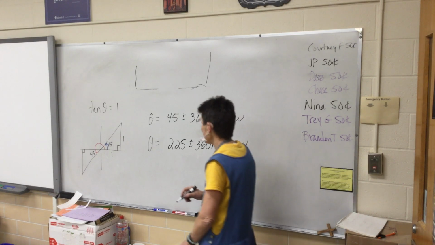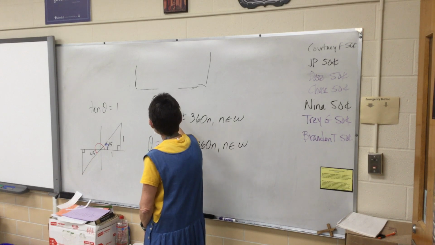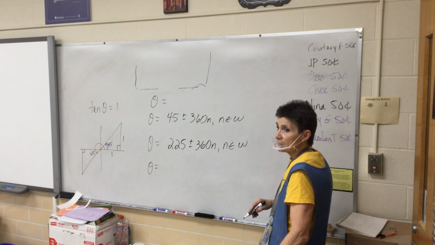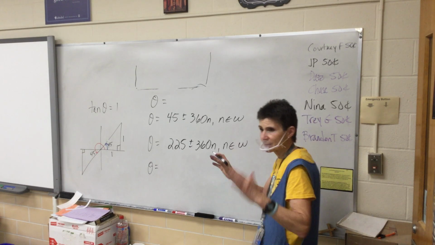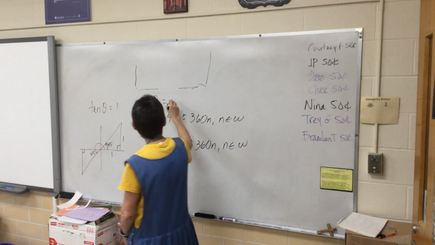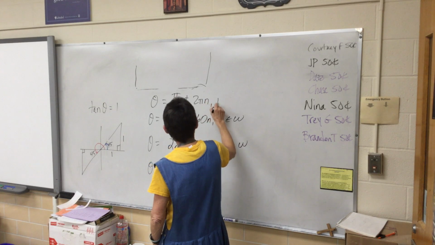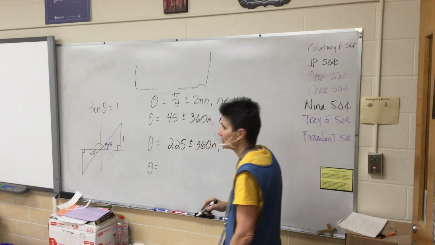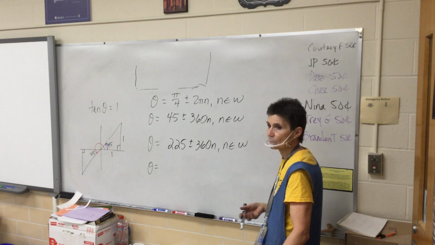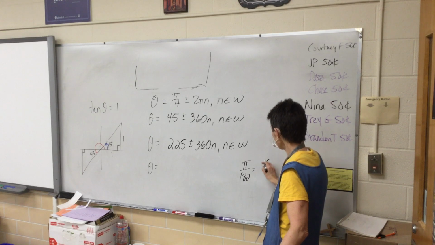Now, if we need the radian ones also, we need to change these guys into radians. Anybody know what 45 is? Have you done enough that you have that memorized yet or not? Pi over 4. It's pi over 4. Again, if you don't have that memorized, that's fine. That isn't something I necessarily want you to focus on memorizing. But after you do them so many times, you start remembering.